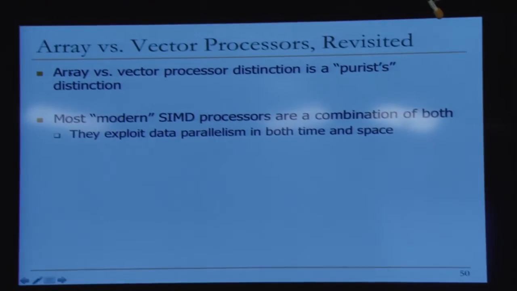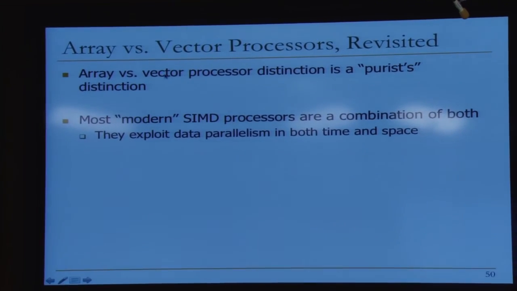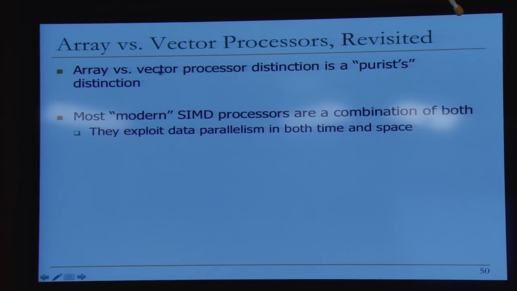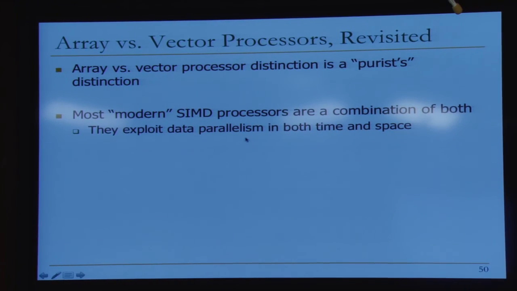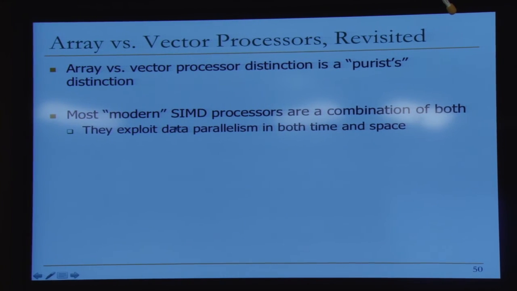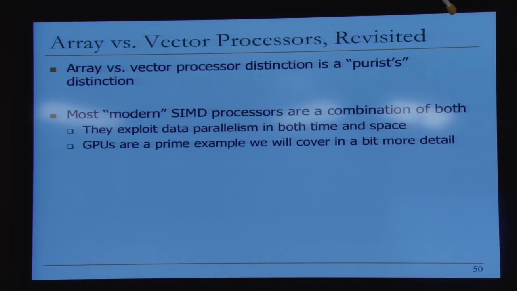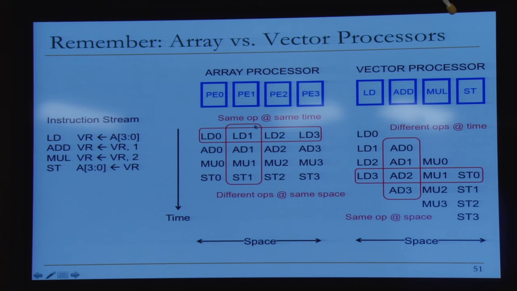Okay. Let's revisit array versus vector processors. This is really a purist distinction today. Array processors, remember, the same operation happens in multiple spaces at the same time. Vector processors, same operation happens in consecutive time steps in the same space. Most modern SIMD processors are really a combination of both. They exploit data parallelism in both time and space for a given vector. Let's take a look at that. And GPUs are a prime example of this, and we'll cover them in a little bit more detail. Remember this one? This is the array processor, same operation at the same time, and different operations at the same space.